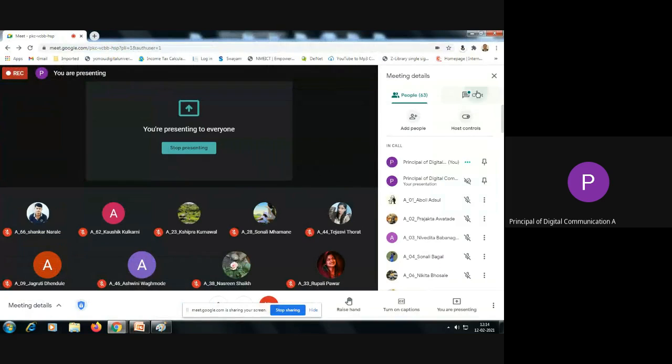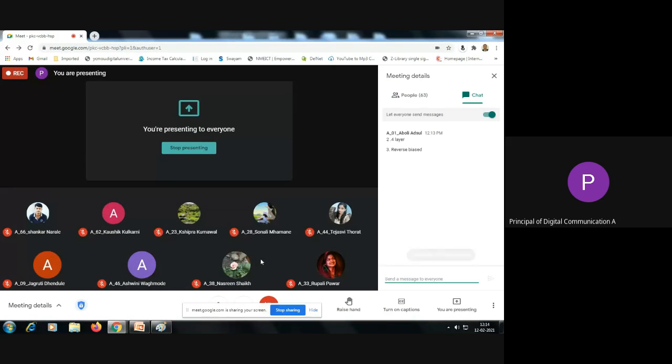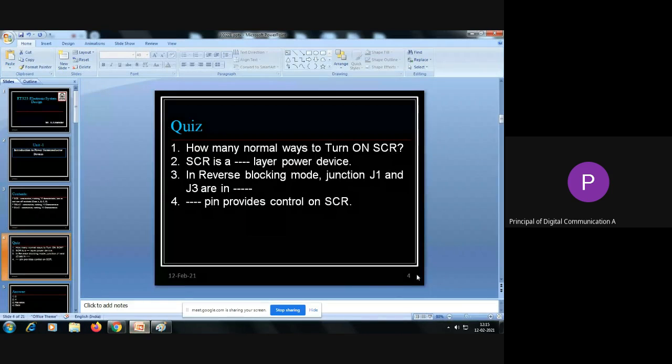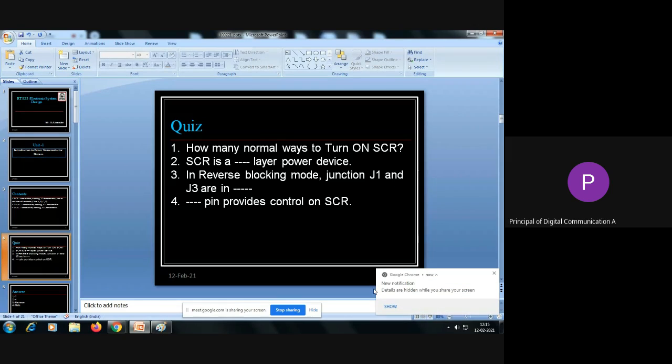So I will get the message over here, okay, I got the answer. 4 layer, reverse bias, okay, very good. So how many normal ways to turn on the SCR? Let us, we will see that.